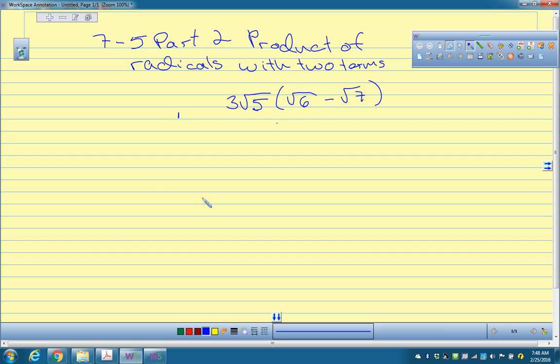Okay? So when you multiply radicals together, you have to multiply this times this and this times this, right? So what's 3 root of 5 times root of 6? You don't have to do this one on your whiteboard. This is more like notes. What do I do with those things inside the square root sign? Multiply them. What's 5 times 6? 30. So you get 3 root of 30 minus 3 root of what? 3 root of 35. Okay? And that's all there is to that.